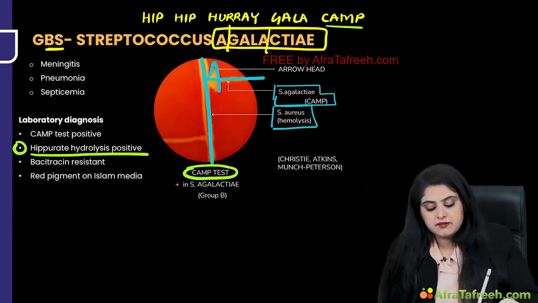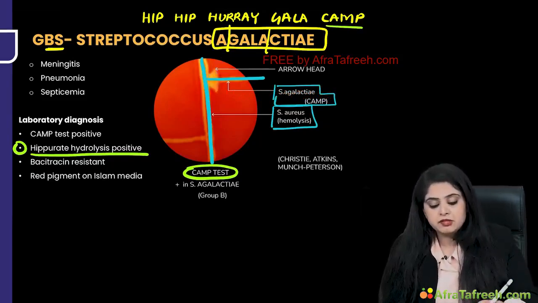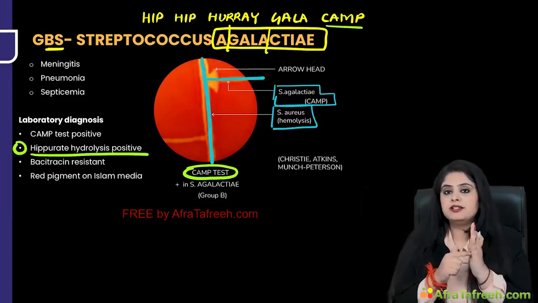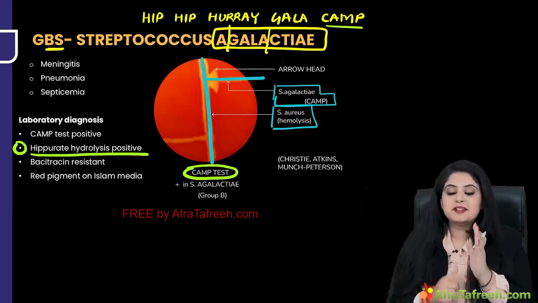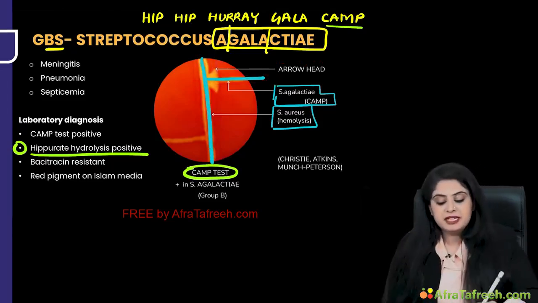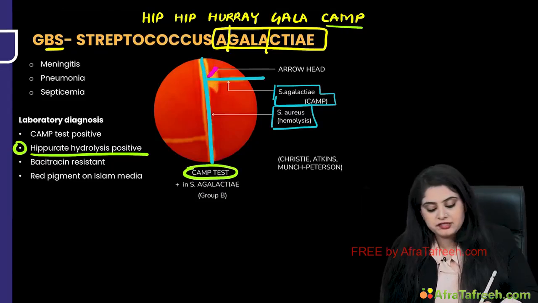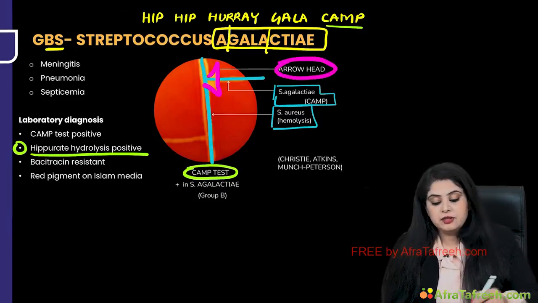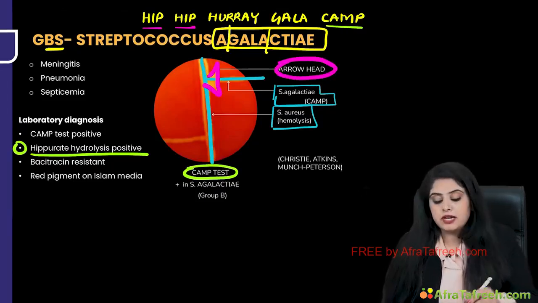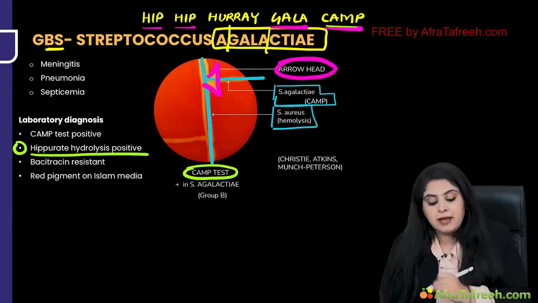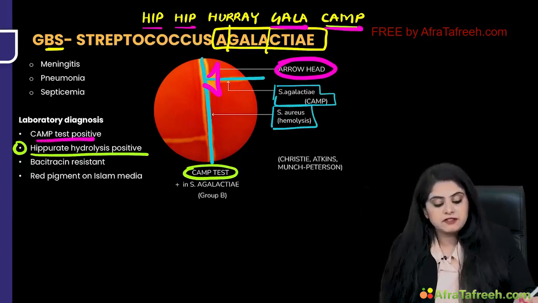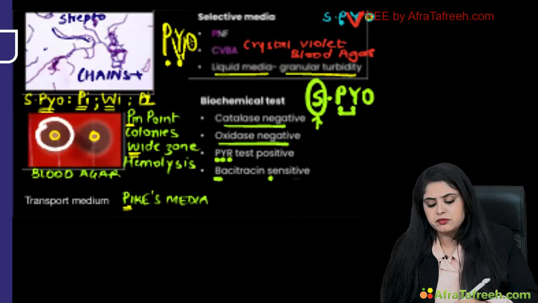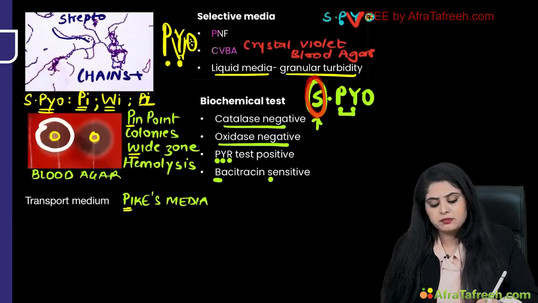Wherever they will meet, there will be too much hemolysis. Why? Because this is also hemolytic. This is also hemolytic. Whenever they will meet, there will be an enhanced zone of hemolysis. That is going to be known as the arrowhead hemolysis, right? So remember, HIP stands for hippurate hydrolysis, GALA for agalactiae, CAMP for CAMP test positivity. After that, you should be knowing some miscellaneous things. It is bacitracin resistant, of course, because Streptococcus pyogenes was bacitracin sensitive.